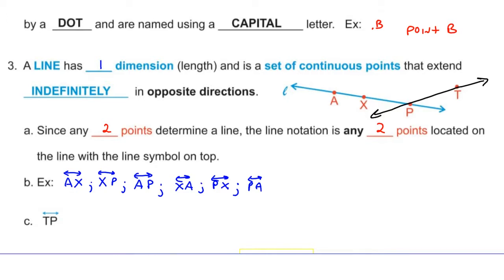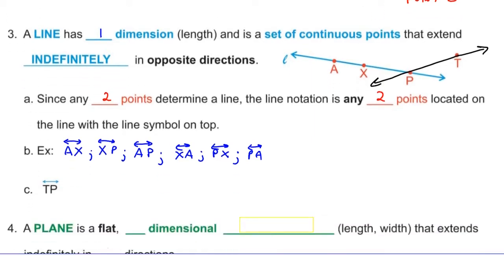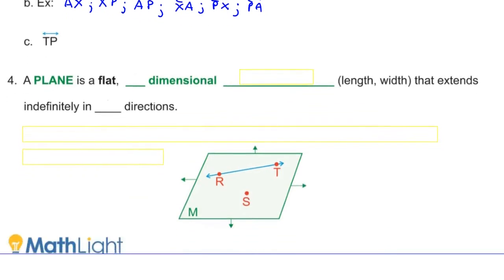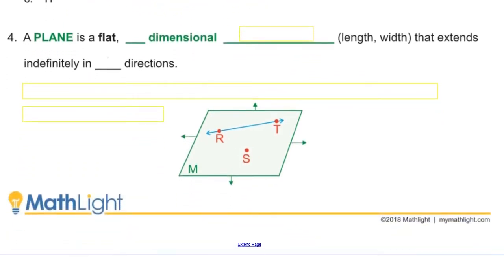All right, so a line, what is it? It's 1 dimension. How do you name it? Any 2 points on the line with the line symbol over top. Okay, so we have a point, we have a line. Now let's talk about a plane. What is a plane? A plane is a flat, how many dimensional? All right, 2-dimensional surface. A plane is a surface. Think of it as flat, right? So we use the word flat. A plane is a flat 2-dimensional surface.